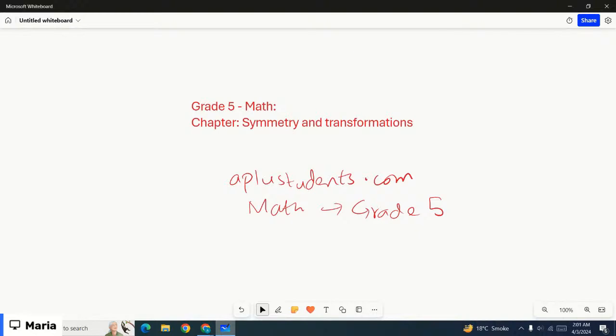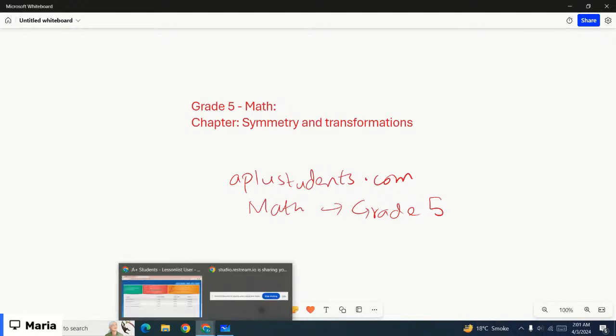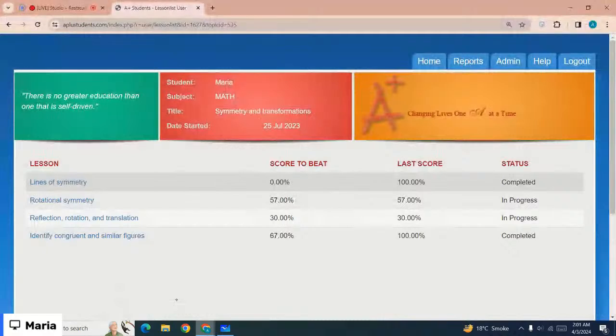So please make sure you have your notebook and pencil so that you can note down the important examples and definitions as well, right? So here I am on grade 5 math. The chapter we are on right now is symmetry and transformations. Let's just start with the first lesson, that is lines of symmetry.